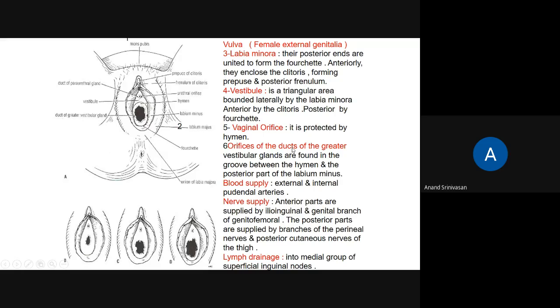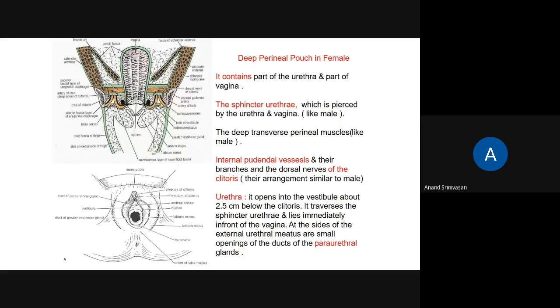Near the end of this vaginal opening, there will be the openings of the greater vestibular glands, just before the vagina opens into the vestibule. The blood supply is by the external and internal pudendal vessels, and the nerve supply is by the genital branch of the genitofemoral and the ilioinguinal nerves. The lymphatic drainage goes into the superficial group of inguinal lymph nodes. So these are the structures you need to remember in the female external genitalia.